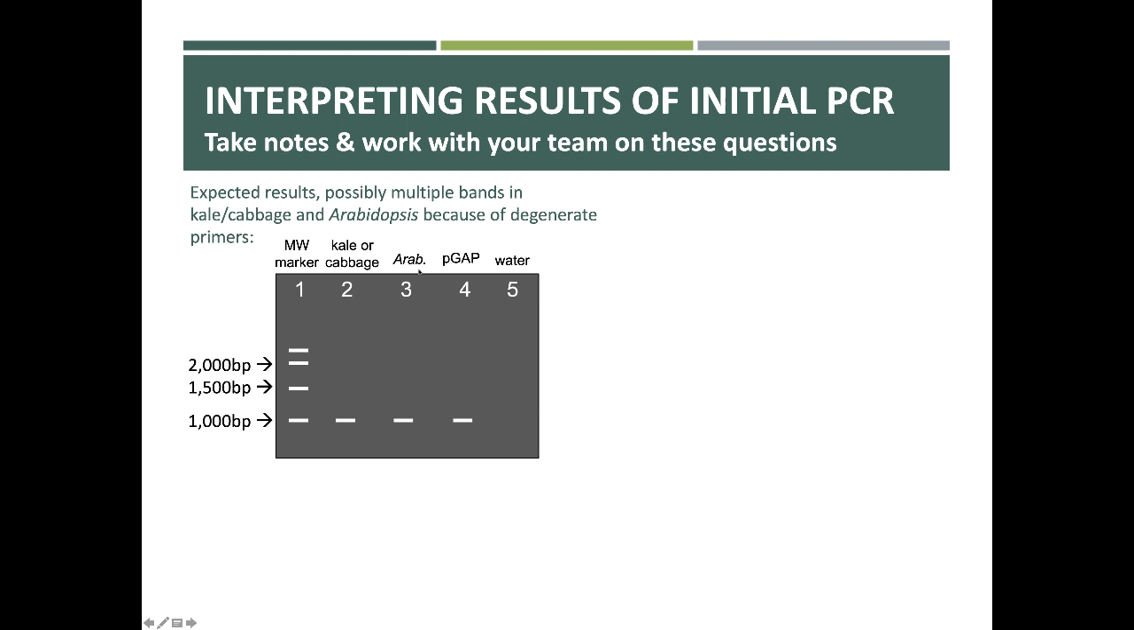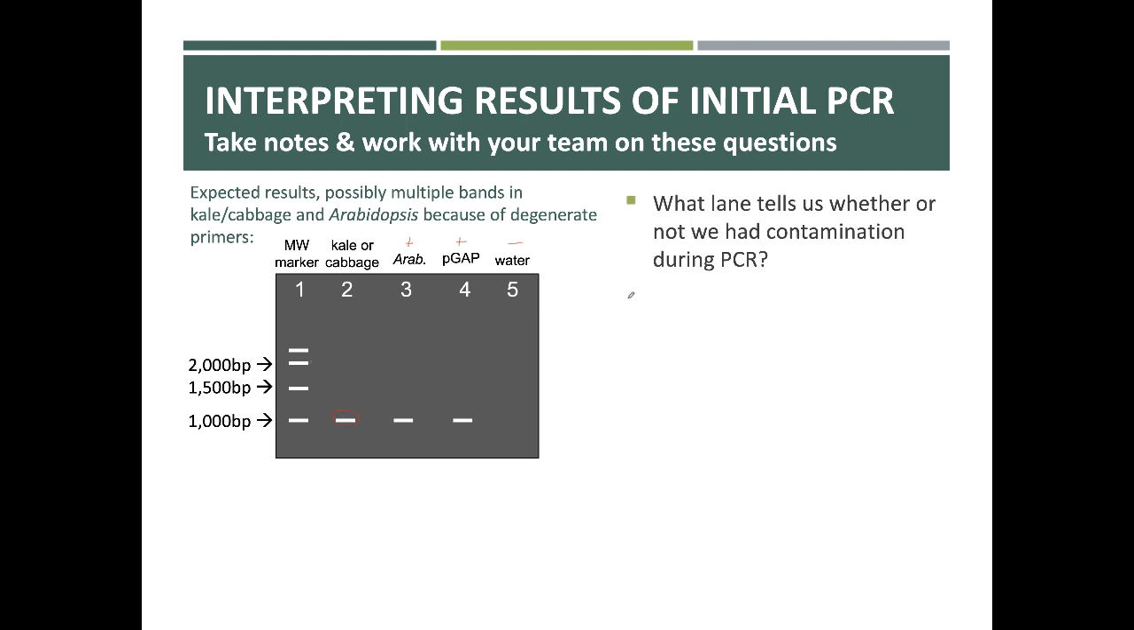So remember, lanes 3 and 4 are positive controls, and then the water is the negative. And so the idea is this is what we would expect the size of the gene to look like, and we get about that size here with kale or cabbage.